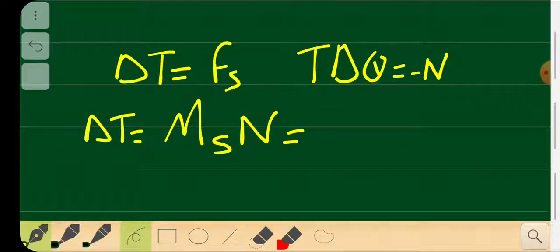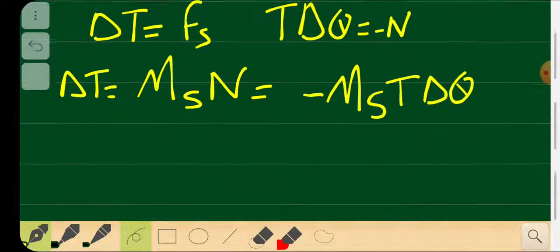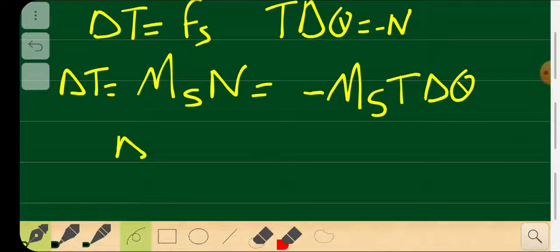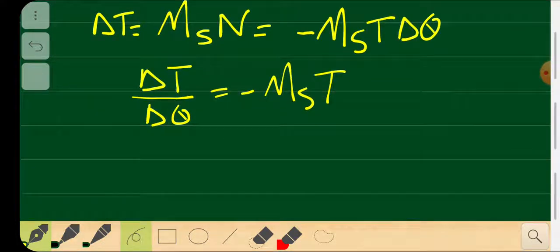So you get minus mu s times T times delta theta, right? So that's what you get. Now you can simplify this. Delta T by delta theta must be equal to minus mu s times T. So now you know that.